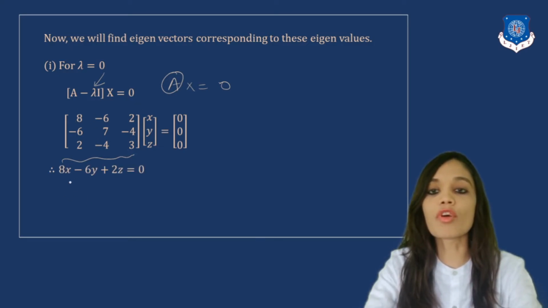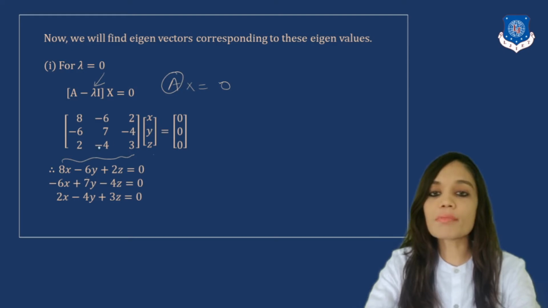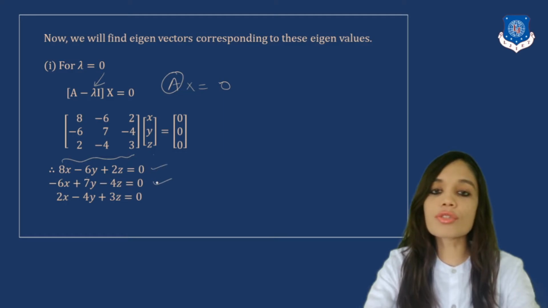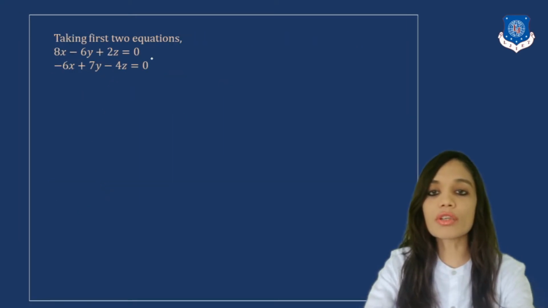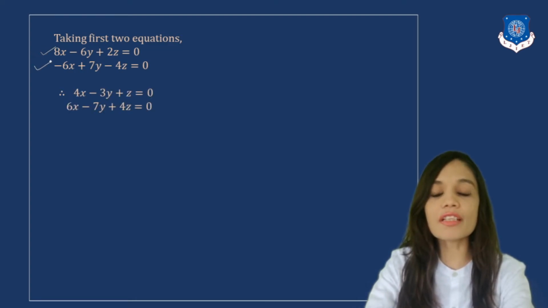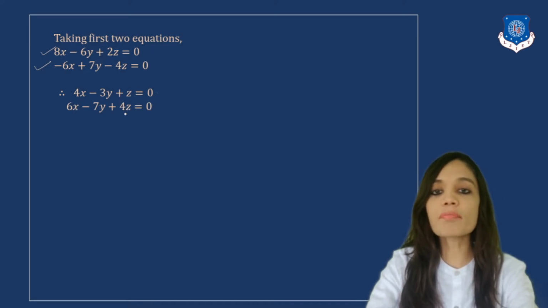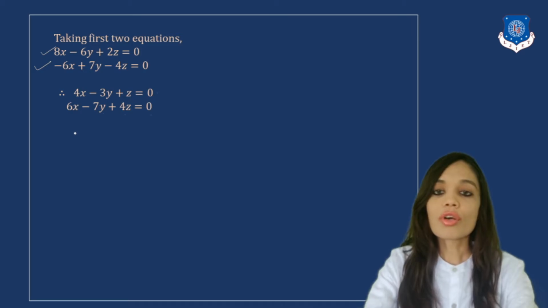So the equations will be 8x minus 6y plus 2z equals 0, minus 6x plus 7y minus 4z equals 0, and the last equation will be 2x minus 4y plus 3z equals 0. Now we will consider only the first two equations, right? So taking the first two equations and taking out 2 common from the first equation and minus common from the second equation, we will get 4x minus 3y plus z equals 0 and 6x minus 7y plus 4z equals 0.